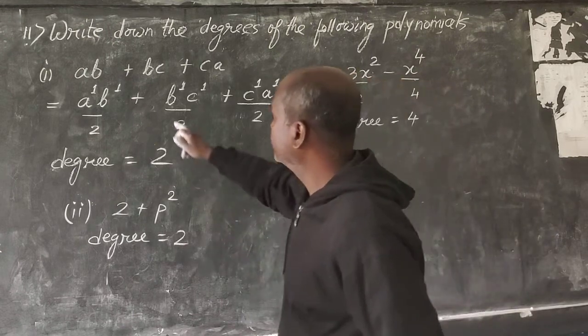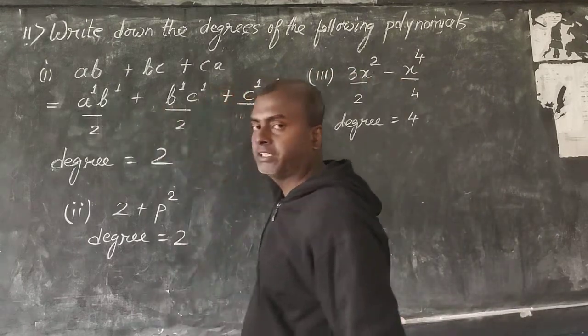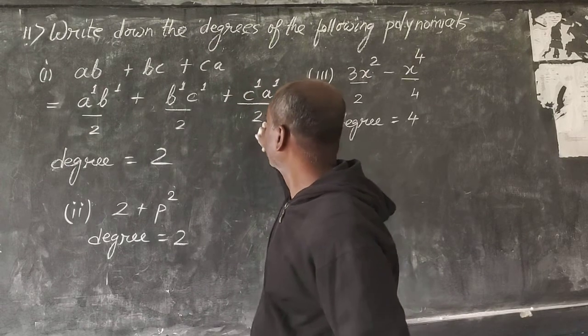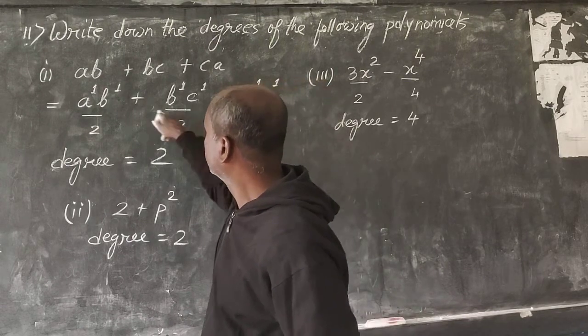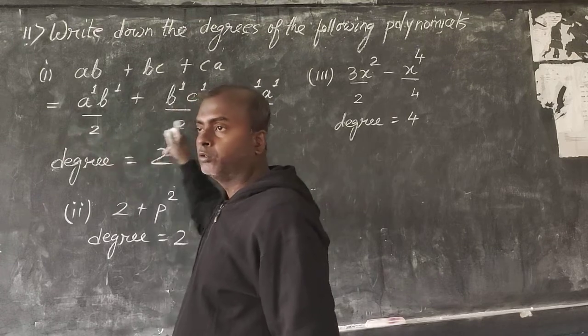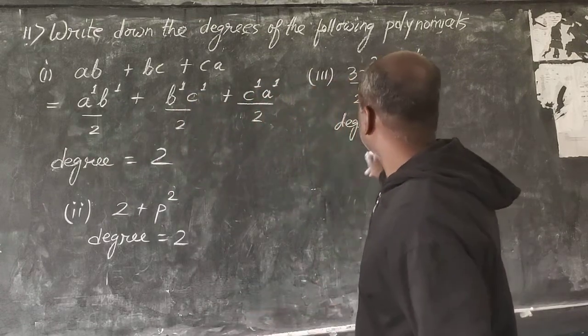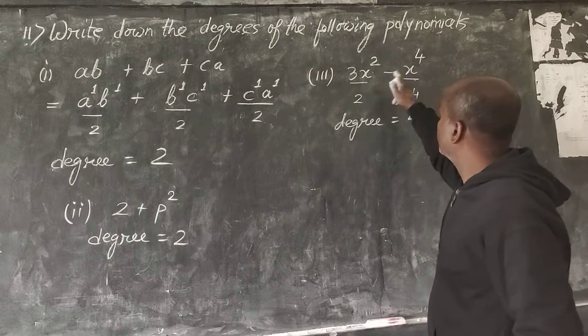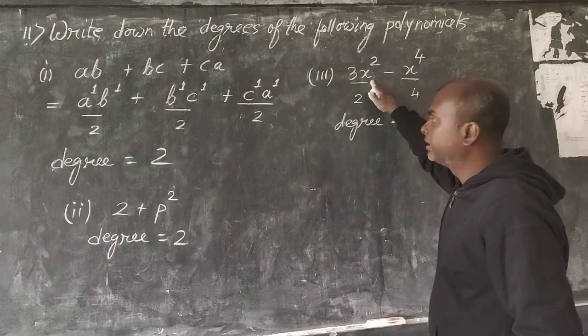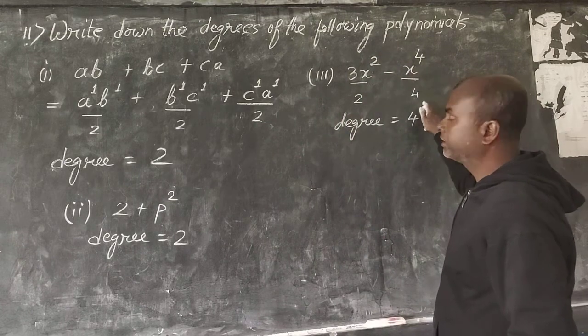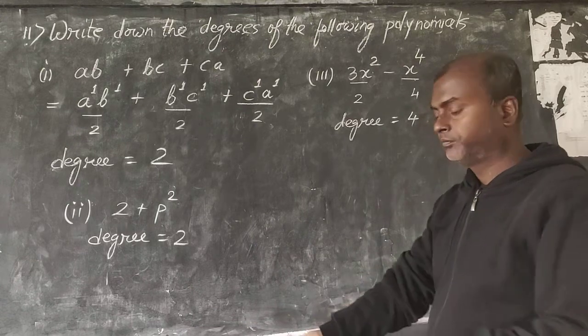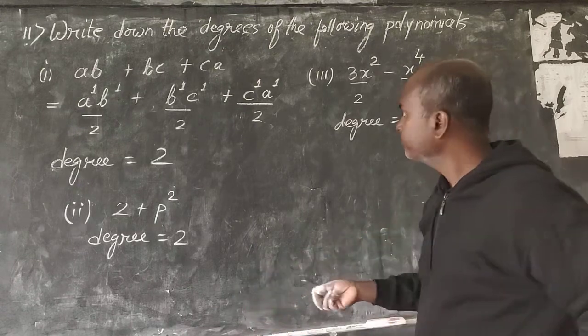Alright. In question number 1, there was no highest power. For this term also 2, for this term also 2, for this term also 2. So in general, the degree of that polynomial was 2. But in this case, both the terms have x with different powers. So we select the highest of the two. The highest power of the two.